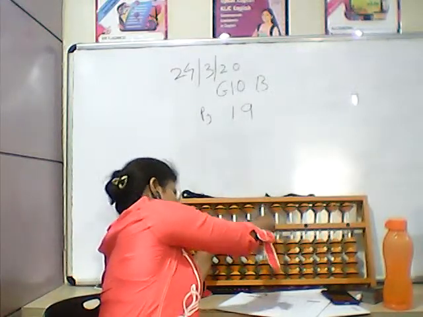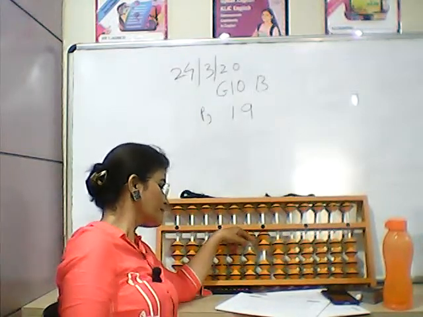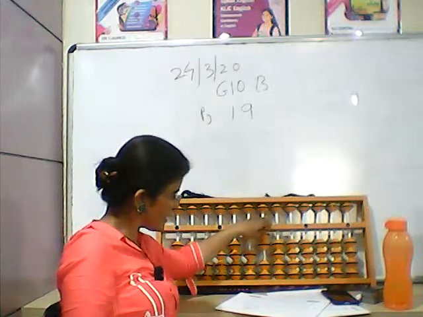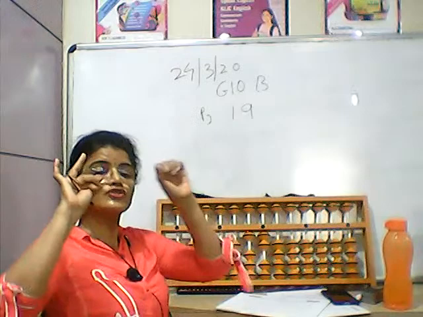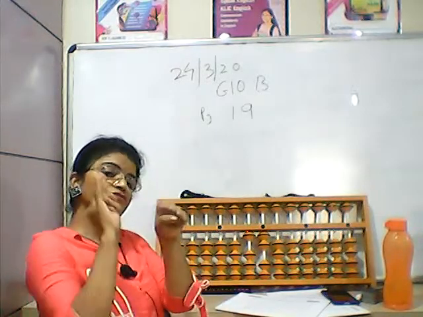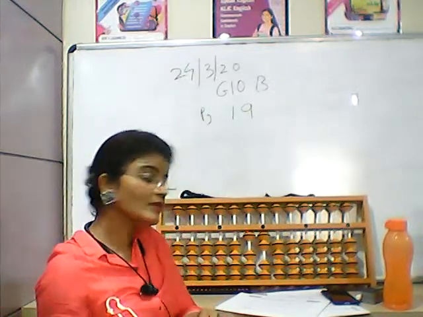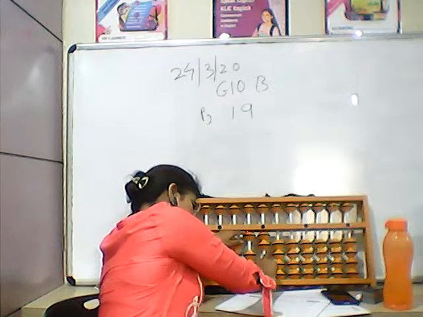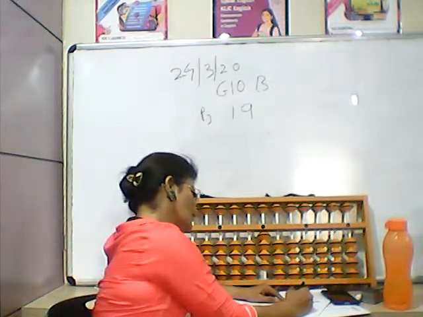Minus 7, plus 10, minus 8. Can you do minus 8 directly? No. No 8, show 8. 8 ka friend plus 2. Plus 2, minus 10, plus 2, minus 10, plus 2. That is, answer is 4.